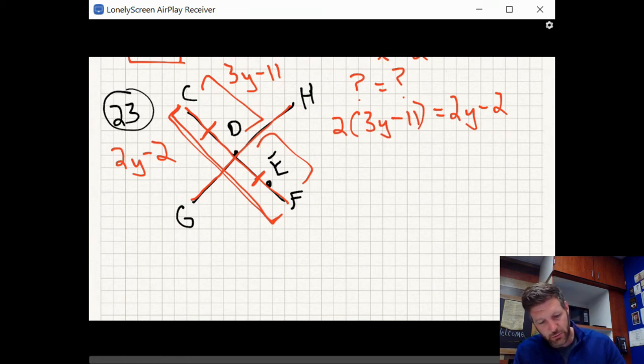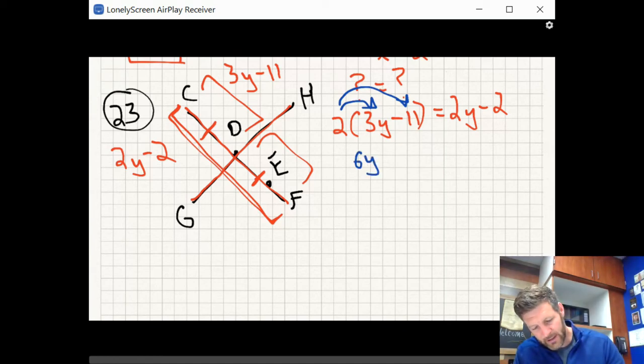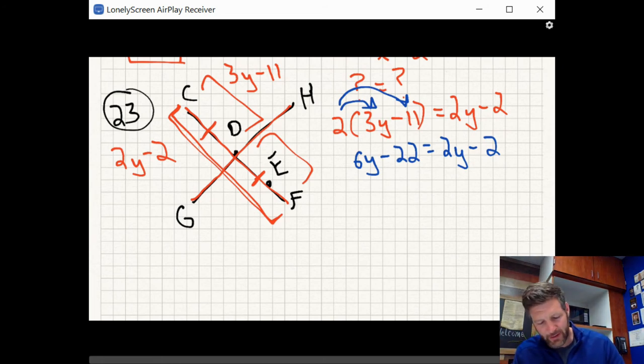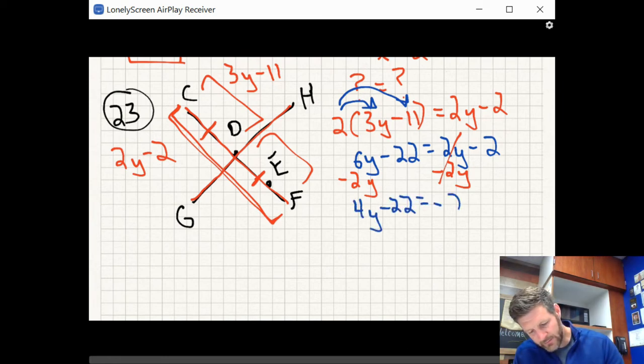I'm going to distribute the 2 to the parentheses. It's going to be 2 times 3y, that's 6y, and 2 times negative 11, that's negative 22, equals 2y minus 2. Okay, let's go into algebra mode. I want to get my y's together and keep my y's positive, so I'm going to subtract 2y from both sides, because that's going to cancel it out. So 4y minus 22 equals negative 2.